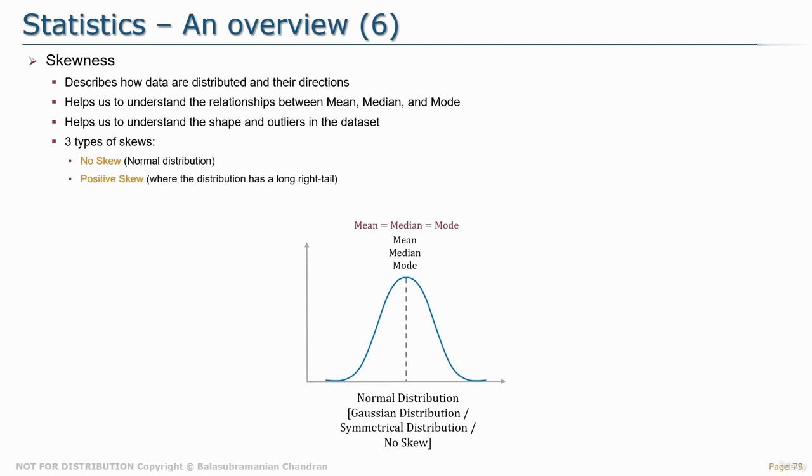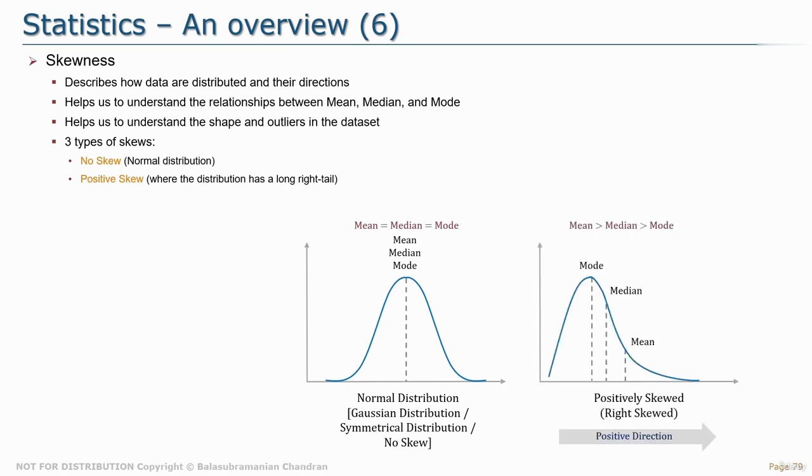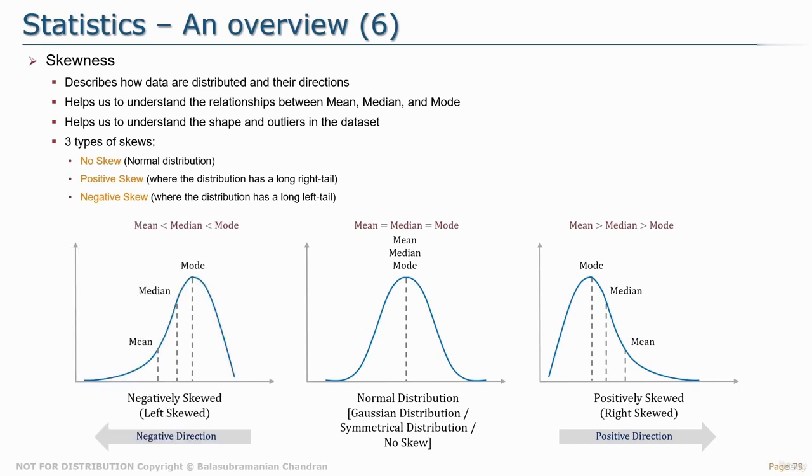Positive skew, where the distribution has a long right tail. In a positive skew distribution, the mean is greater than the median and the median is greater than the mode. Positive skew is also called right skewed. Negative skew, where the distribution has a long left tail. In a negative skew distribution, the mean is less than the median and the median is less than the mode. Negative skew is also called left skewed.